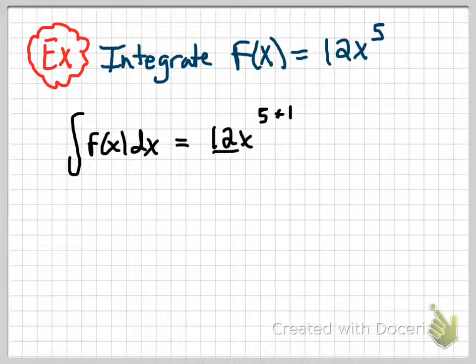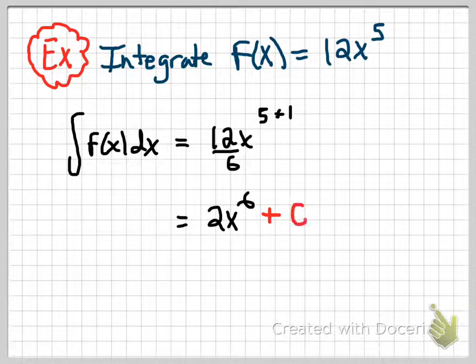You have to take that 6 that you get up here and divide it over here. Meaning we're going to have 12 divided by 6 is 2x to the 6th power. Because think about it. If you derive 2x to the 6th power, 2 times 6 is 12, and it'd be 12x to the 5th. So our antiderivative is 2x to the 6th, but there is a little bit of a catch. Because we have a constant that could be added onto this, a plus something, we're going to write plus c.